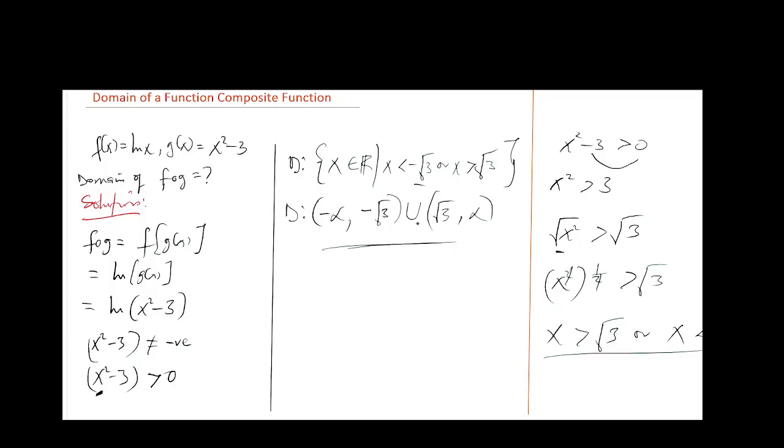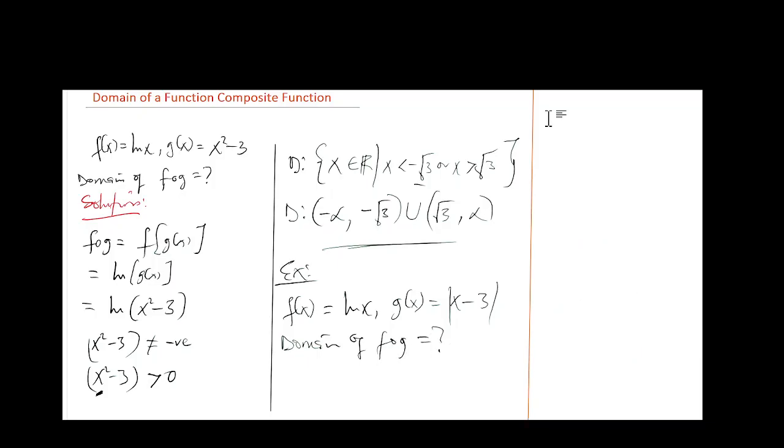For the sake of practice, you can pause the video and try your hands on this example, and when you return, you look at the solution and compare with what you have done to see if you are making progress. Given that f of x is equal to ln x and g of x is equal to the absolute value of x minus 3, determine the domain of f of g. You can now pause the video. Solution to that activity.